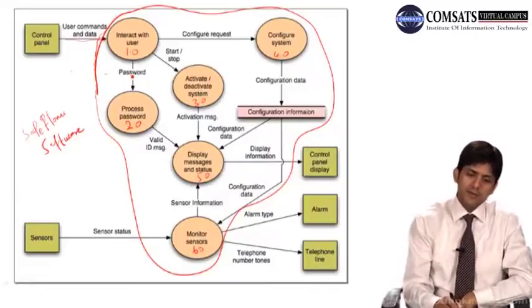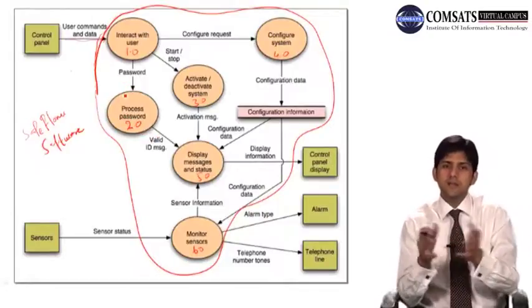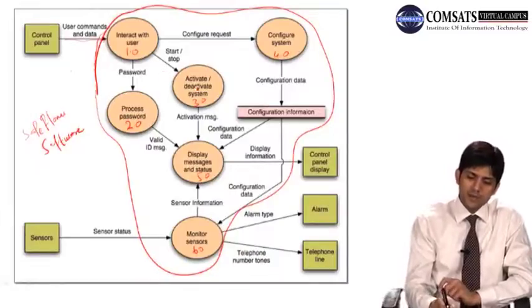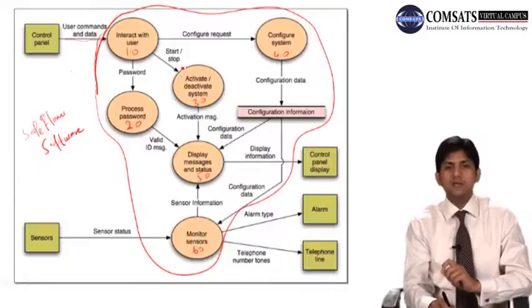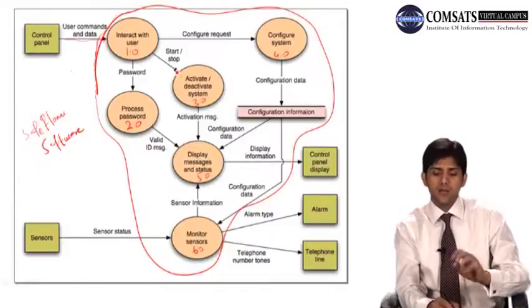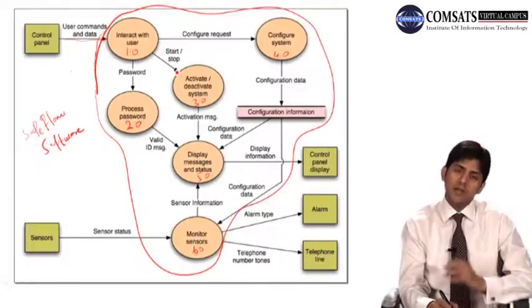In case it's a password, we have created a sub process which we call process password, and all this sub process would do is make sure that the password the user has entered is correct or not. Similarly, we have created this 3.0 which deals with the case when the customer says that he wants to activate or deactivate this safe home software. So we have created another sub process, activate deactivate system.